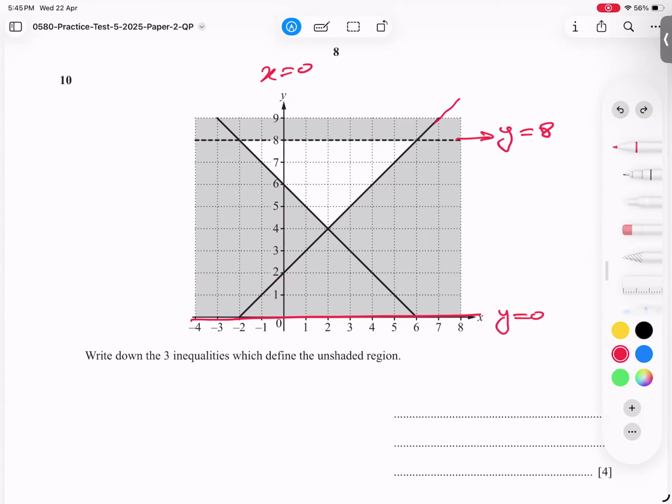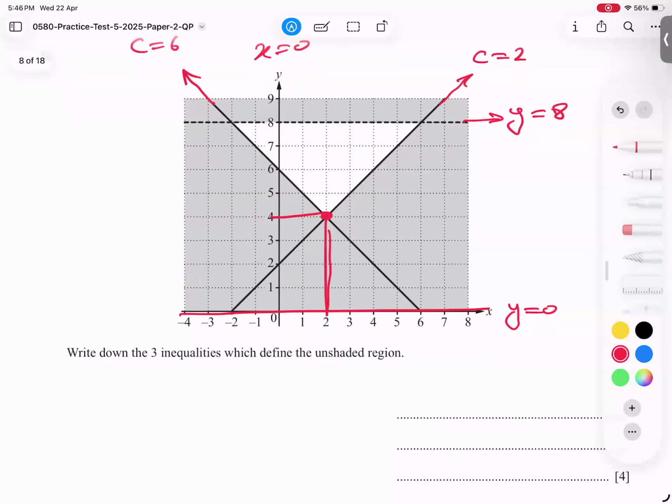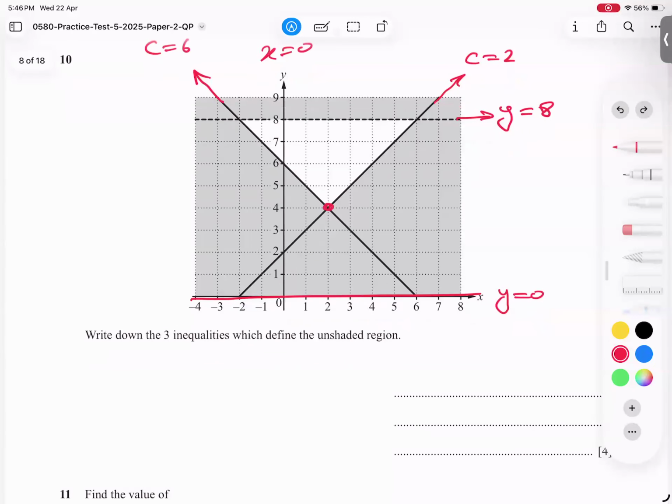This line is cutting the y-axis at 2. So this line has a c value. What is the c value? 2. And this line is cutting at 6, so this line's c value is 6. Okay, now I need two points on the line, so I'm going to find them now. For example, I take this point. This point lies there, okay? And x is 2, y is 4. I'm writing here x is 2, y is 4. And I take another point, for example this one, x is 0, y is 2.